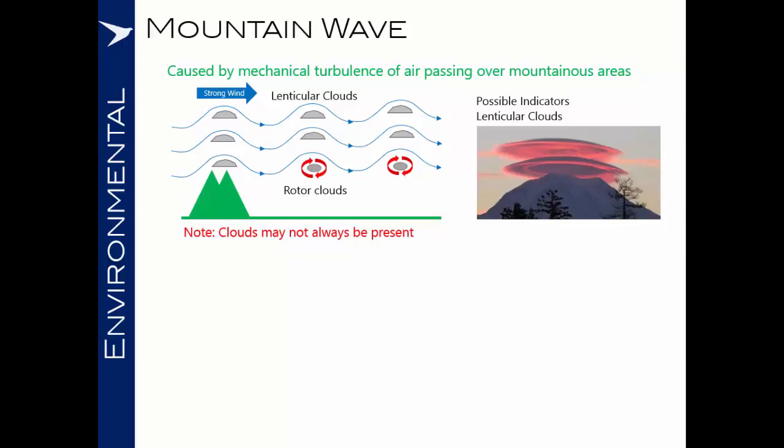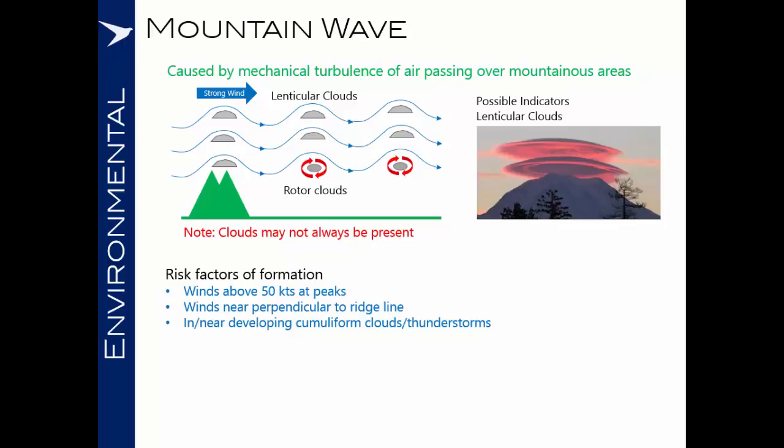So what is it that leads to the formation of mountain wave? Well, some of the key risk factors are wind speeds above 50 knots at the peaks of mountains, winds near perpendicular to a ridgeline, in or near cumuliform clouds or thunderstorms, and within 50 to 100 miles on the cold side of the centre of a jet stream.